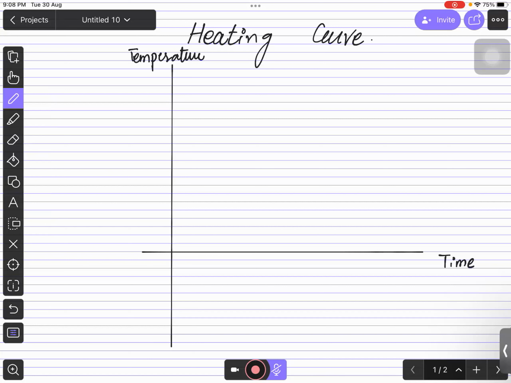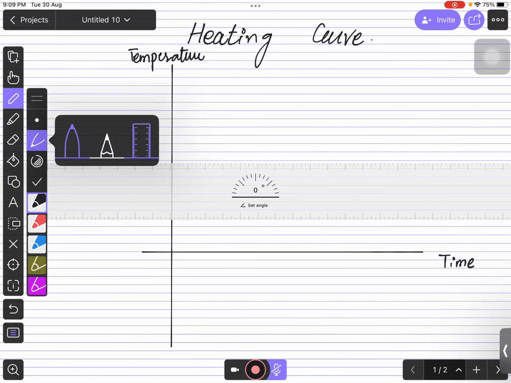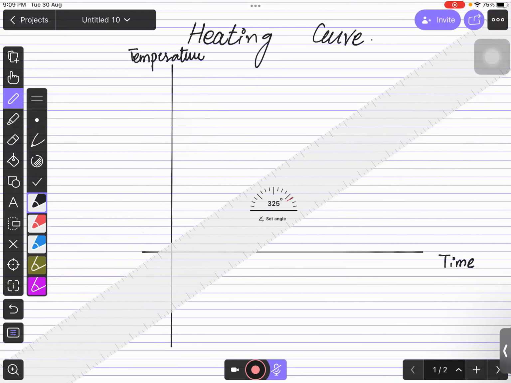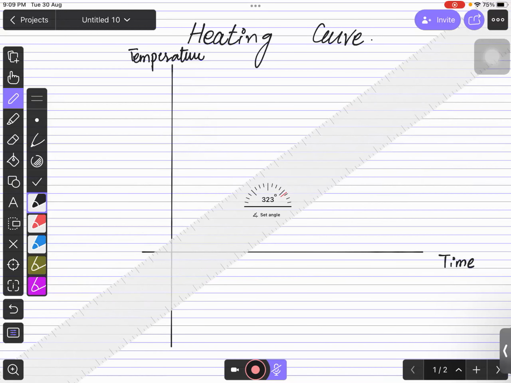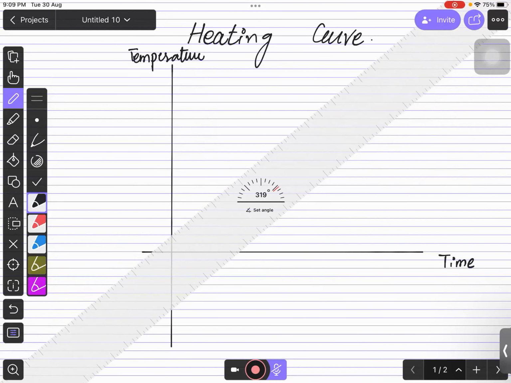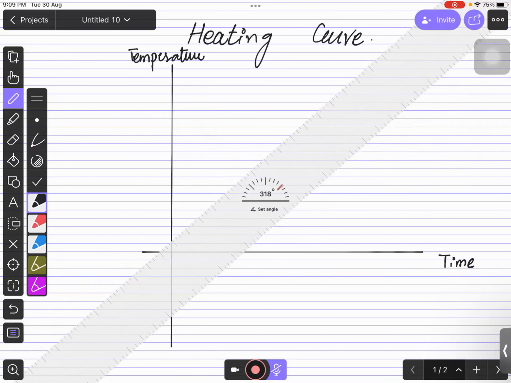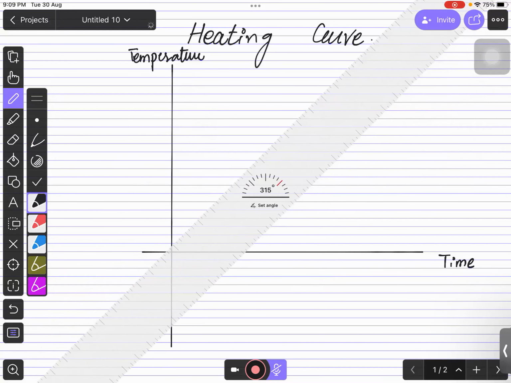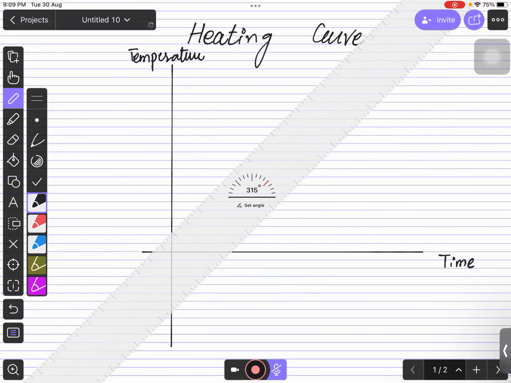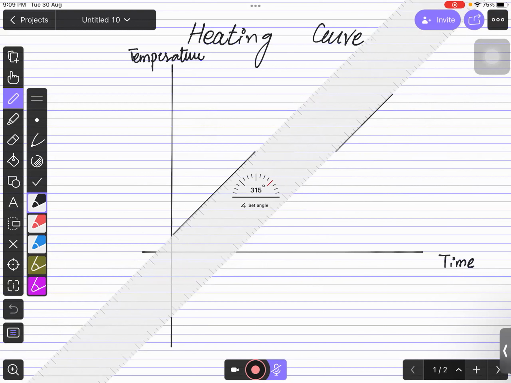For example, if you are heating any substance, and that is a solid at room temperature and pressure, it will be like this. For example, I'm taking the start from here. You are heating something and it starts increasing the temperature, and then it goes like this.